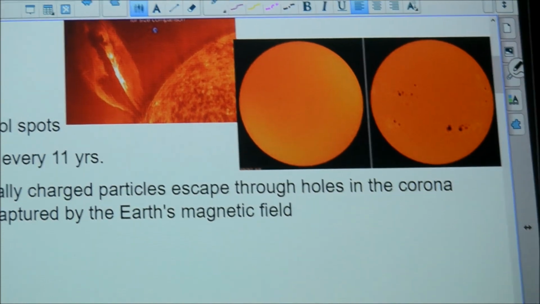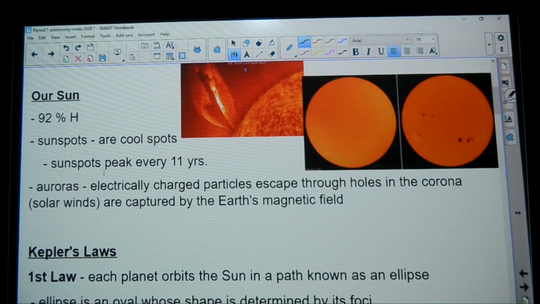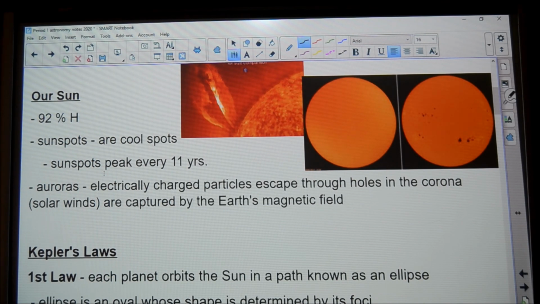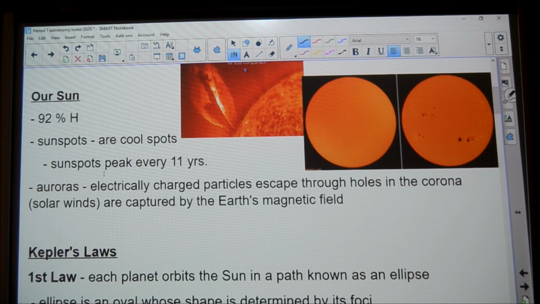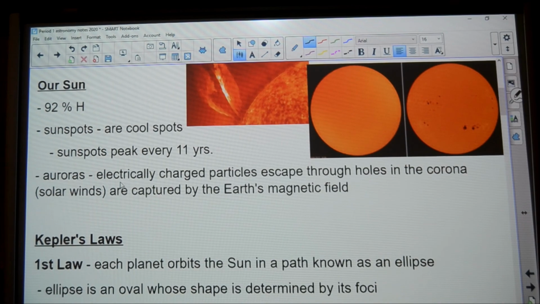Your auroras, the aurora borealis, those different greens and blues and purples that you see sometimes, usually we're a little too far south, latitude-wise, but you're looking at solar winds getting captured by our Earth's magnetic field. They're electrically charged particles that escape the corona, which is the outer part of the sun.